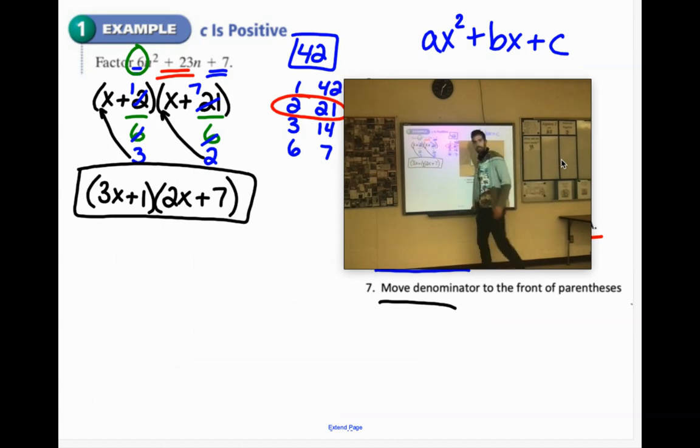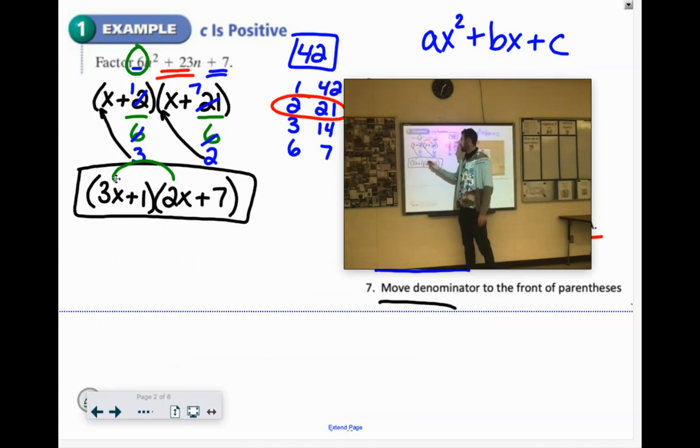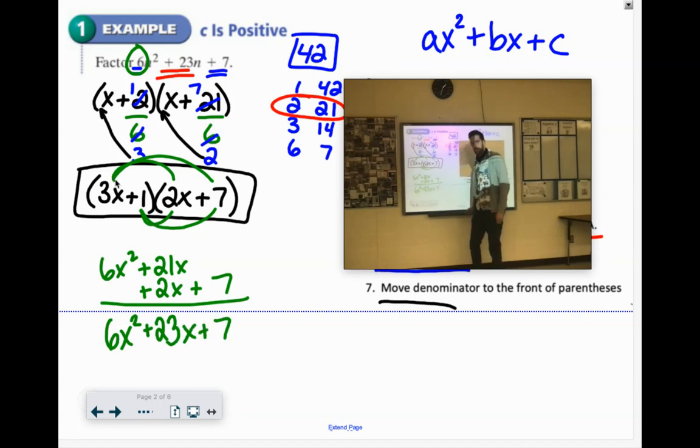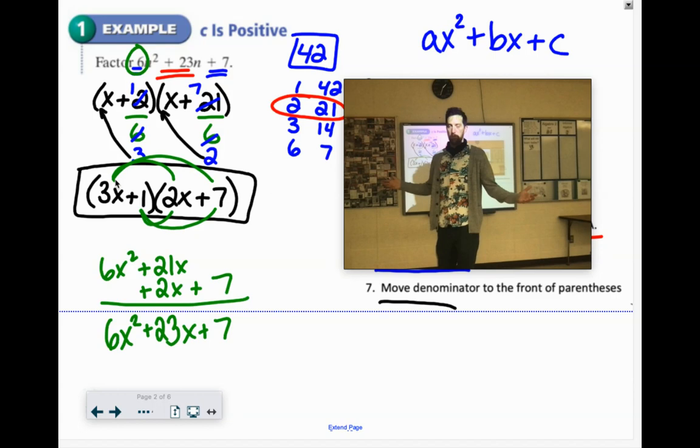Now, if you wanted to check and make sure it foils, you can do 3x times 2x is 6x squared. 3x times 7 is 21x. 1 times 2x is 2x. And 1 times 7 is 7. So this would give us 6x squared plus 23x plus 7. It's tough, man, but we can do this.